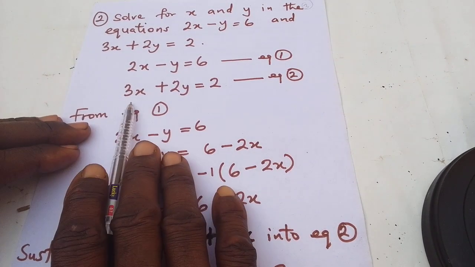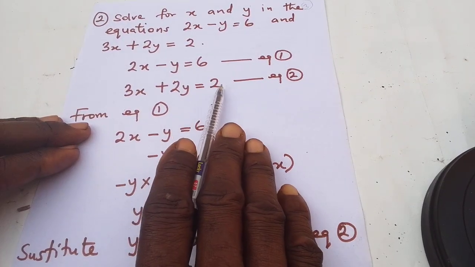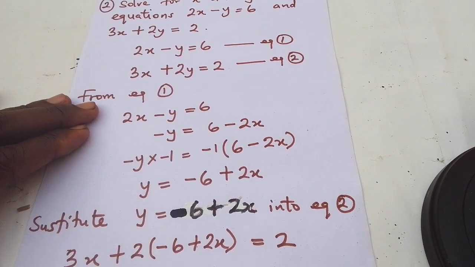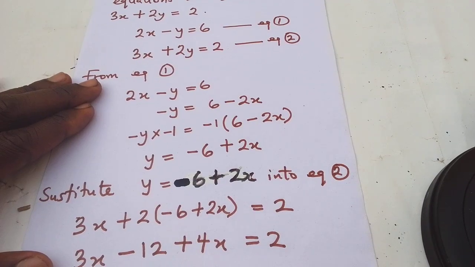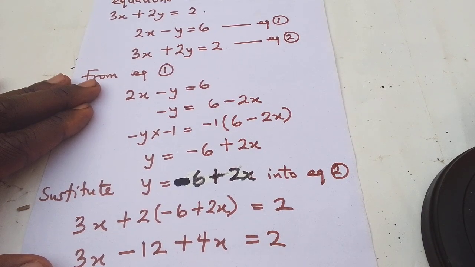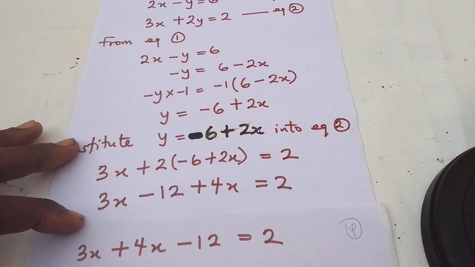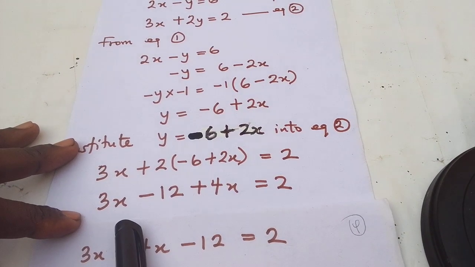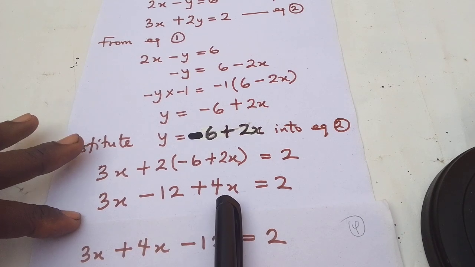So our equation 2 says that 3x plus 2y is equal to 2. So that means you now have 3x plus 2, in place of y you are going to put minus 6 plus 2x, is equal to 2. So that means you'll be having 3x plus 2 times minus 6, plus times minus is minus, 2 times 6 is 12, plus 2 times plus 2x, that is plus 2 times 2x is 4x, is equal to 2. So from here, now let's try to rearrange: 3x minus 12 plus 4x is equal to 2.